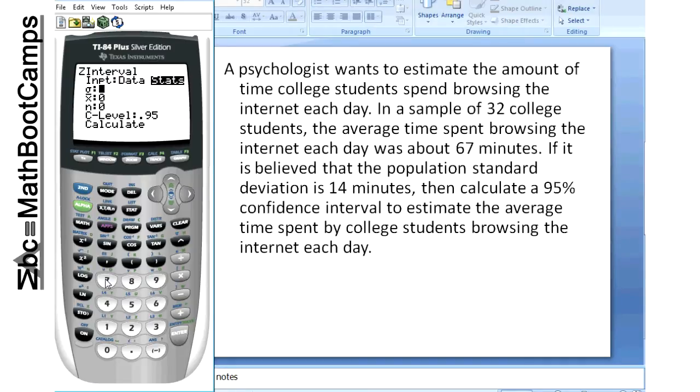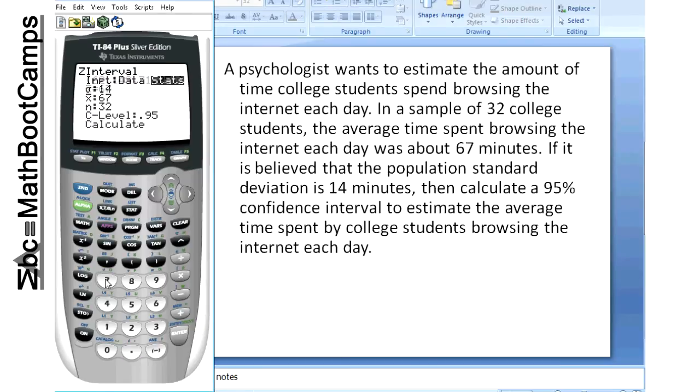And the first thing it asks for is sigma. That's a good reminder that you need to know the population standard deviation, because that's what that represents. So this is 14. And then x bar is the sample mean. It says in a sample of 32, the average time was 67, so that's 67. And so the sample size is 32. Finally, the C level, that is the confidence level, and this is 0.95.